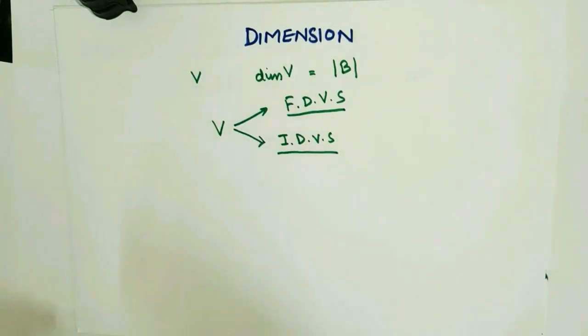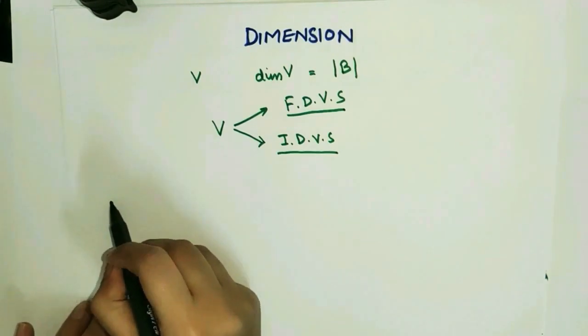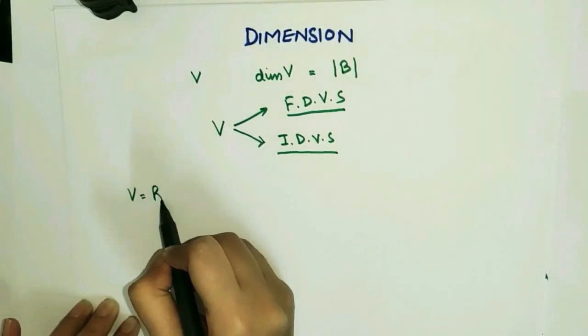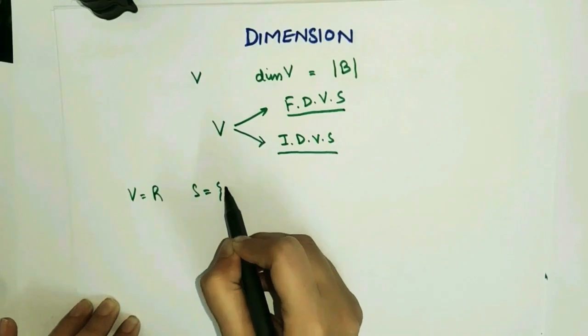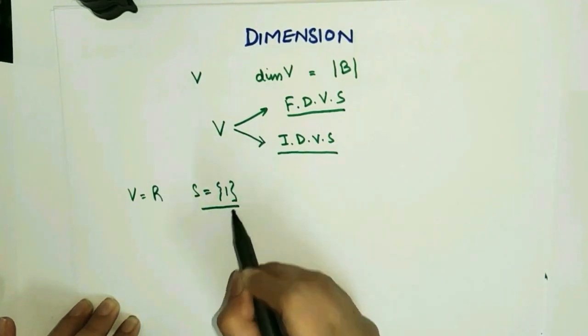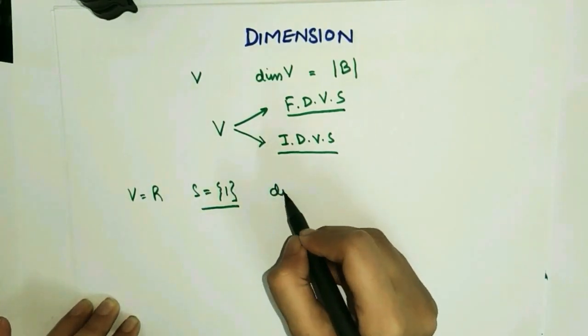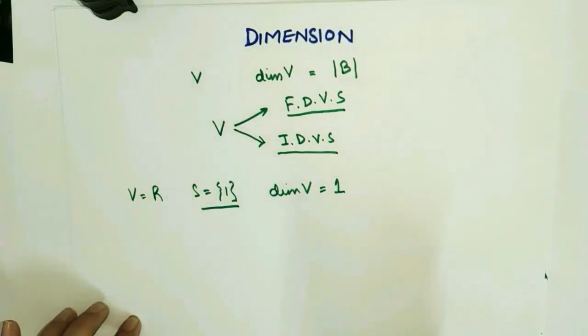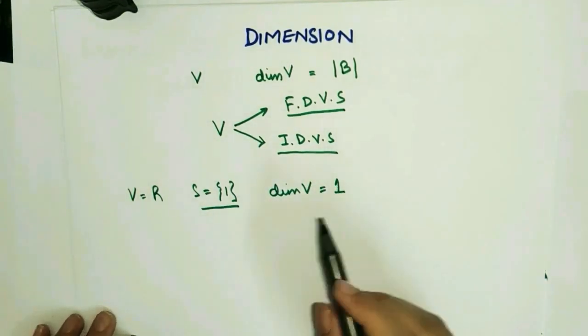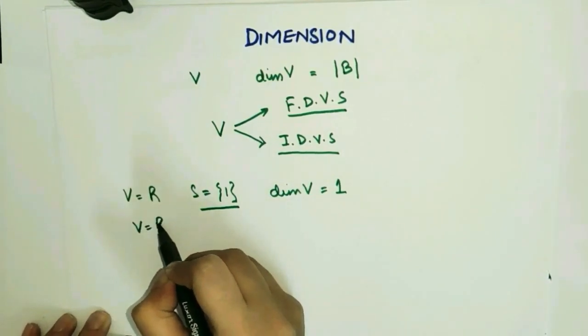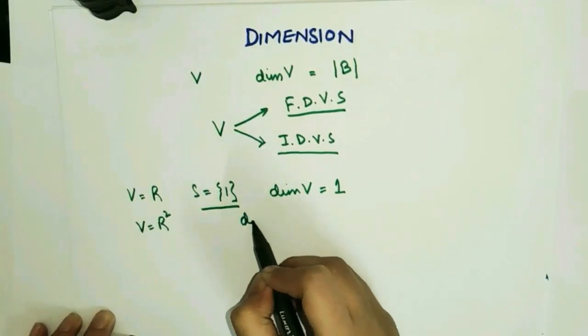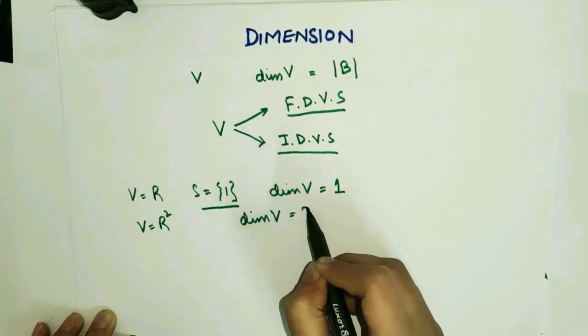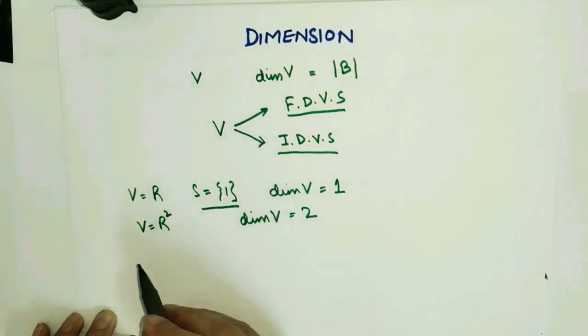Going back to the examples that we had just done, if I take V to be R, my basis was singleton {1}. Since there was only one element in the basis, the dimension of V is equal to 1. That means the dimension of the real numbers is 1. Similarly, when we took V to be R2, the dimension of V was 2 because I had two elements in the basis.